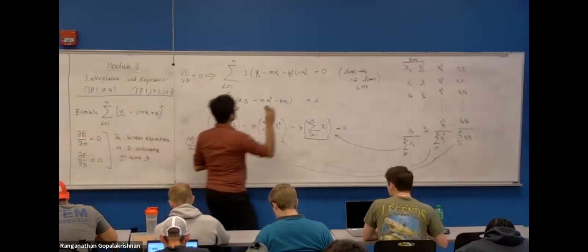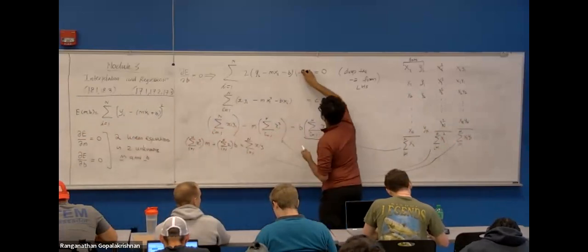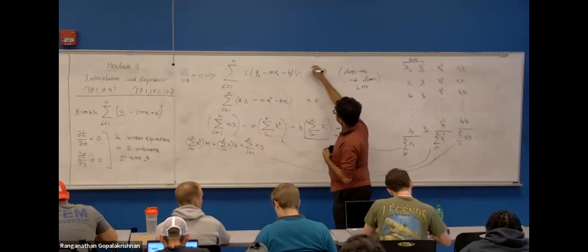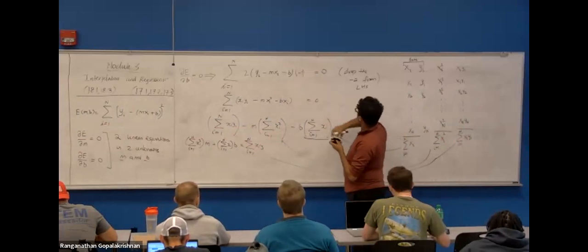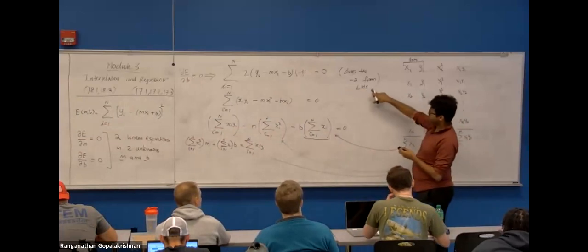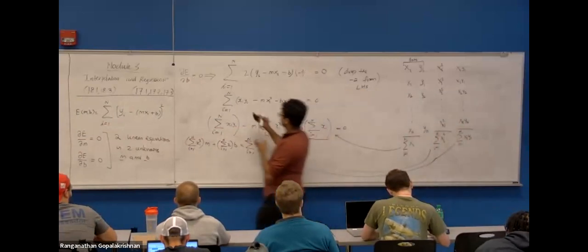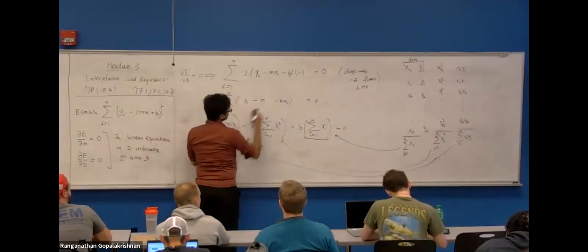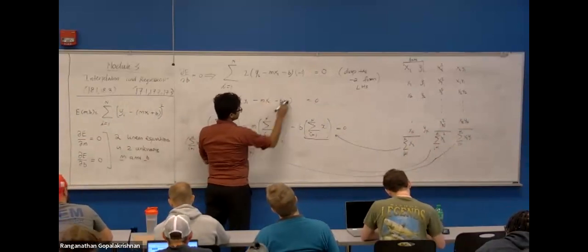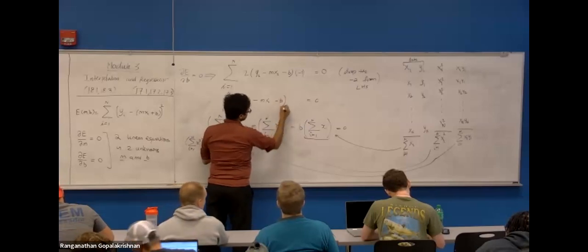So it would be, instead of xi, just -1. So again, drop -2 from the left side, we'll be left with yi minus m xi minus b equal to 0.